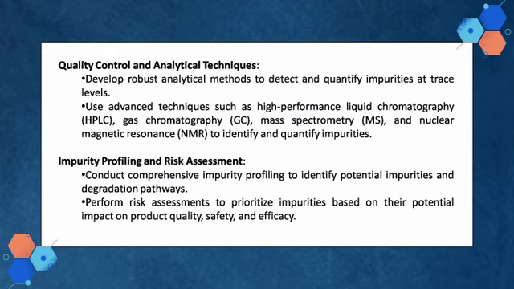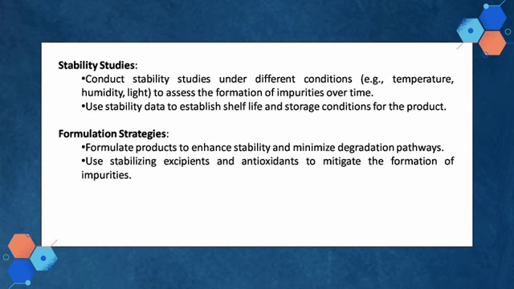Fifth, impurity profiling and risk assessment. Under this, conduct comprehensive impurity profiling to identify potential impurities and degradation pathways. Perform risk assessments to prioritize impurities based on their potential impact on product quality, safety, and efficacy. Sixth, stability studies. Under this, conduct stability studies under different conditions, for example, temperature, humidity, light, to assess the formation of impurities over time. Use stability data to establish shelf life and storage conditions for the product.